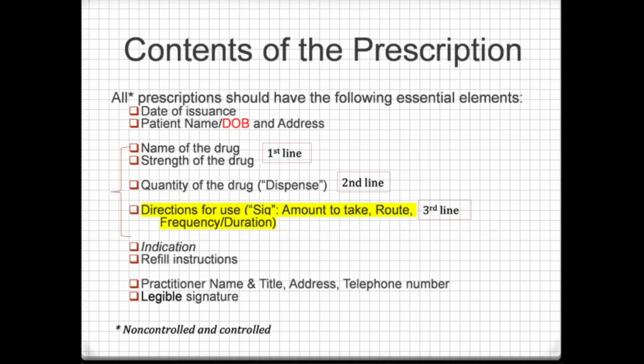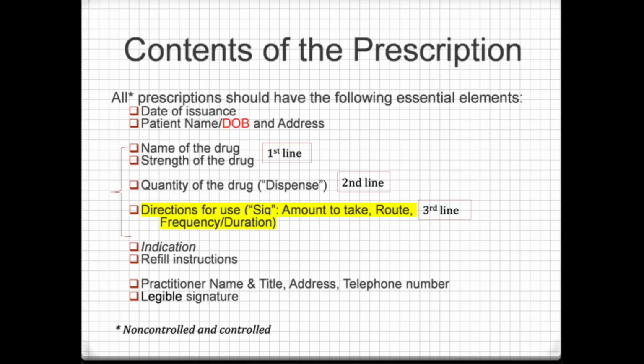The third line of the prescription is known as the Sig. We often see SIG written, and that is short for signa. These are the patient instructions and must include the route, that's oral, rectal, topical, in the eye, etc., as well as how frequently to take the medication, once daily, twice daily, every 6 hours, etc., and the duration of the therapy if it is not a long-term medication.